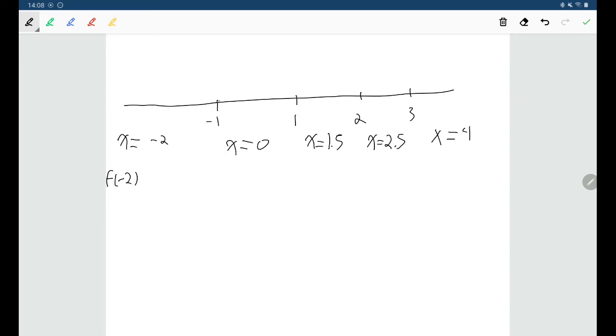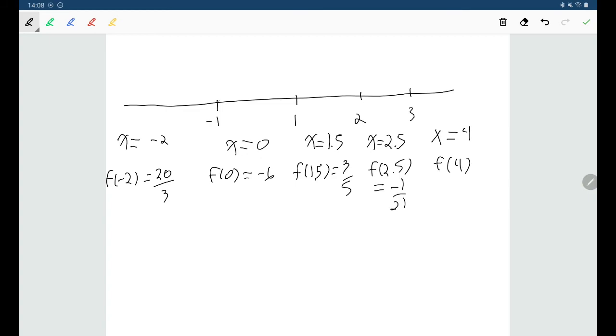At negative 2, the y value is 20 over 3. At 0, the y value is negative 6. At 1.5, the y value is 3/5. At 2.5, the y value is negative 1 over 21. And when x is 4, the y value is 2/15.